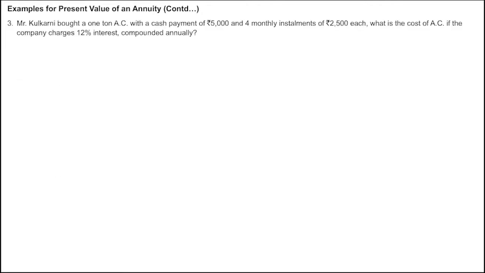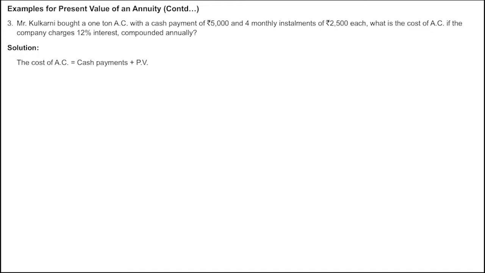16,142. Similar question with a little variation. Mr. Kulkarni bought a 1-ton AC with a cash payment of rupees 5,000 and monthly installments of rupees 2,500 each. What is the cost of AC if the company charges 12% interest compounded annually? So what will be the cost of AC? It will be nothing but the cash payment plus the present value. What is the cash payment? 5,000 plus the present value. So we have the cash payment as 5,000. Now we need to find out the present value.